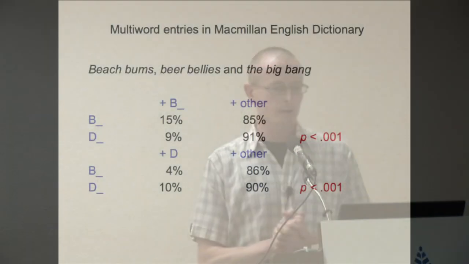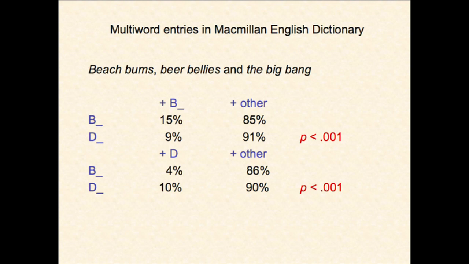And so I thought, well, I have to back this up with statistical evidence. So I took the English dictionary, Macmillan's dictionary, and I just read through it, and I counted all the multi-word units and whether they alliterated or not. So if you take the B section of the dictionary and you look at the multi-word entries, you can compare how often a B word is followed by another B word or by another word. And then you can compare with the D section and see if there's any trend, any difference.